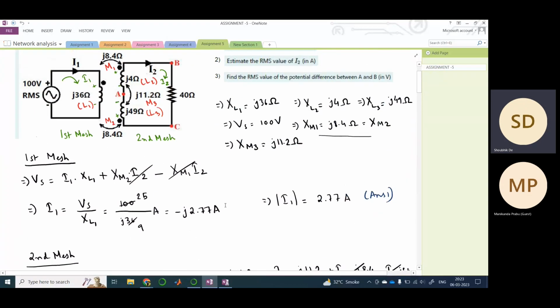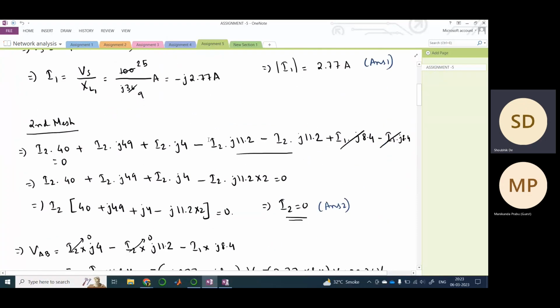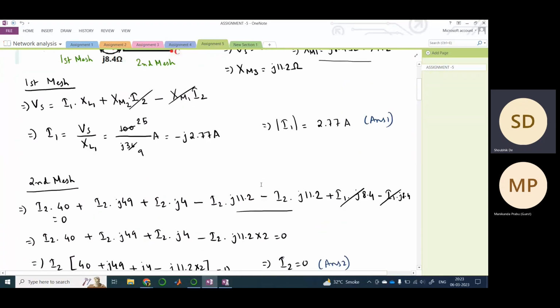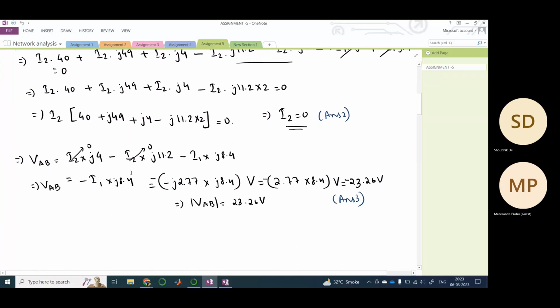So see, even though no current is flowing through I2, we have a potential difference across the inductor. This is the physical significance of coupling, right? Even though we don't have a current flowing through the inductor, we have a potential difference across it. Why? Because it is mutually coupled with L1. Simple, right? I hope this is clear.